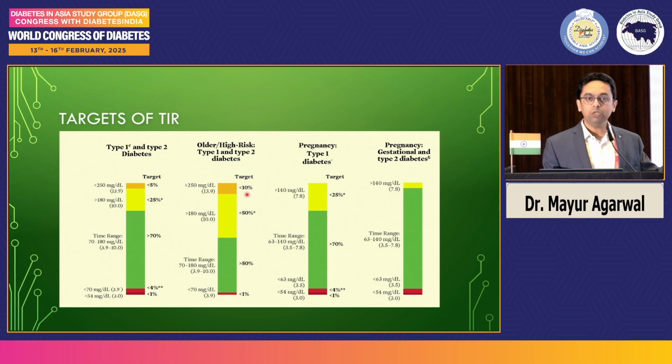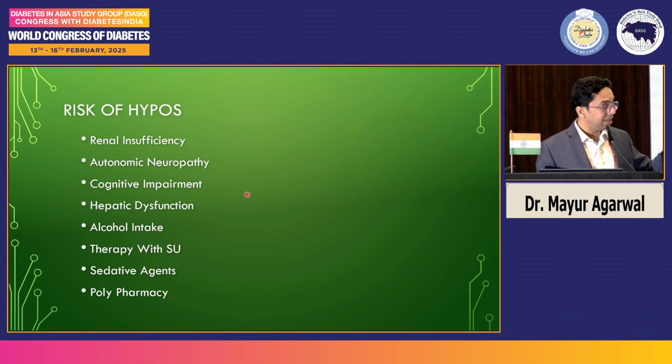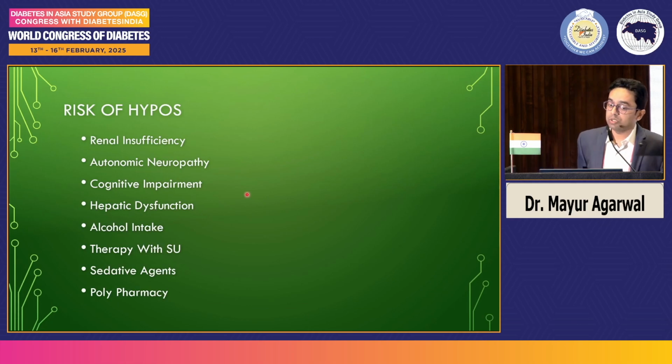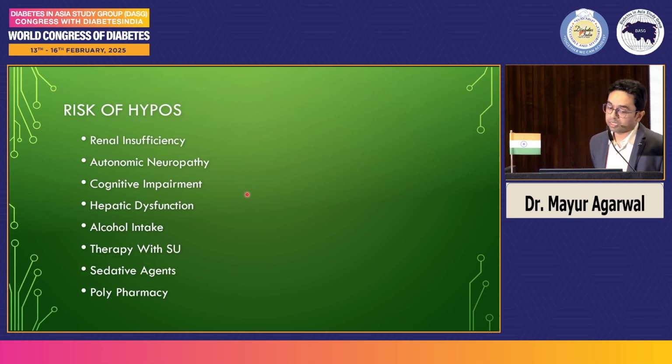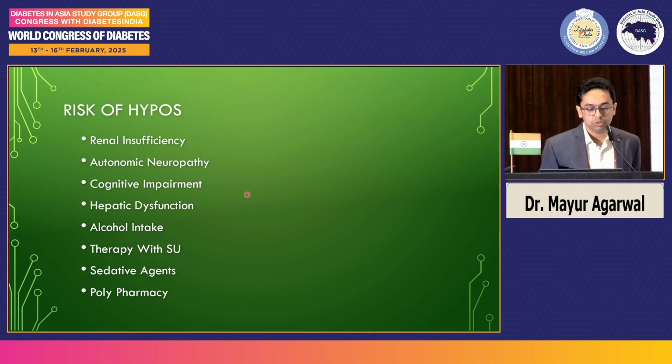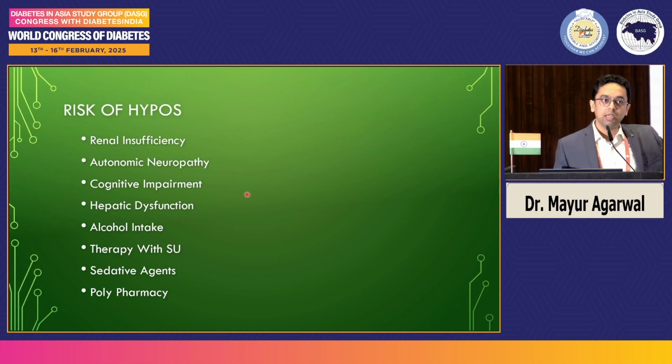Now this is something you need to tell your patient whenever you apply the CGM, because whenever any single reading goes higher, the patient is very worried. It's like a double-edged sword. Now he wants to know why my sugars are going to 200. So for this type of patient, don't go very stringent, because you would be causing more harm than benefit. Now there are n number of things which can increase the risk of hypos in these patients. They may have renal insufficiency, autonomic neuropathy, cognitive impairment, hepatic dysfunction, alcohol intake, and therapy with SU, sedative agents, polypharmacy. All those things can lead to increased hypoglycemia in these patients.